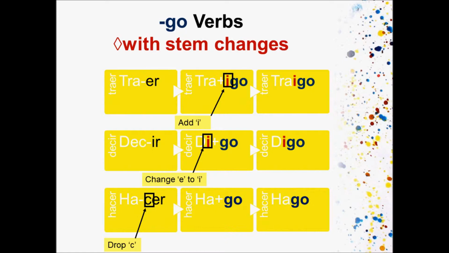Traer, you take off er, but then you have to add an I in the stem, and it becomes traigo, I bring. Decir is a verb that we've seen a lot. You take off ir, and there's a stem change where the E becomes an I, and we end up with digo, D-I-G-O, I say or I tell. And then hacer, when you drop the er, you have to drop the C, so you drop C-E-R and add go, G-O. Hago, I do or I make.